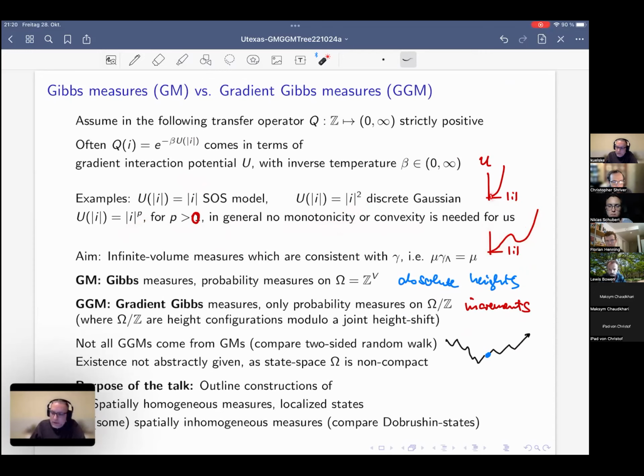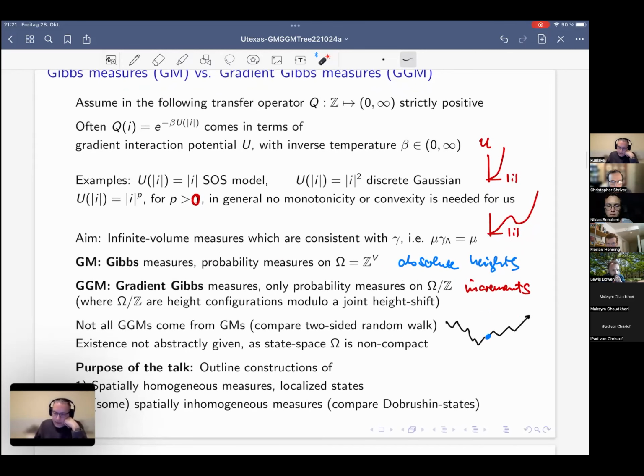We need that the zero is somewhat pronounced, somewhat a ground state. And of course, our aim is now to describe and construct infinite volume measures, like the Gibbs measures, which satisfy this DLR equation. But there's some care needed actually. So there are these Gibbs measures, which are probability measures on the local state space to the V, and these things sort of know the absolute heights.